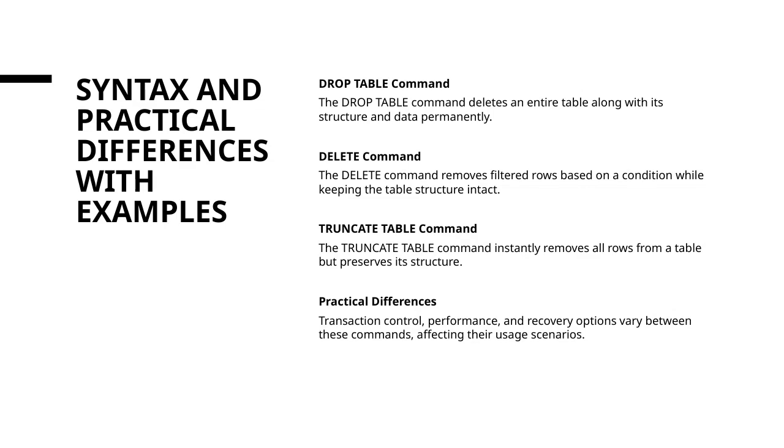The drop table command completely removes a table from the database, including its structure and all data, and this action is permanent with no recovery option. In contrast, the delete command only removes specific rows based on a condition, leaving the table itself intact and allowing for transaction control, such as rollbacks. The truncate table command quickly deletes all rows in a table but keeps the table structure, which makes it faster than delete when removing all data.